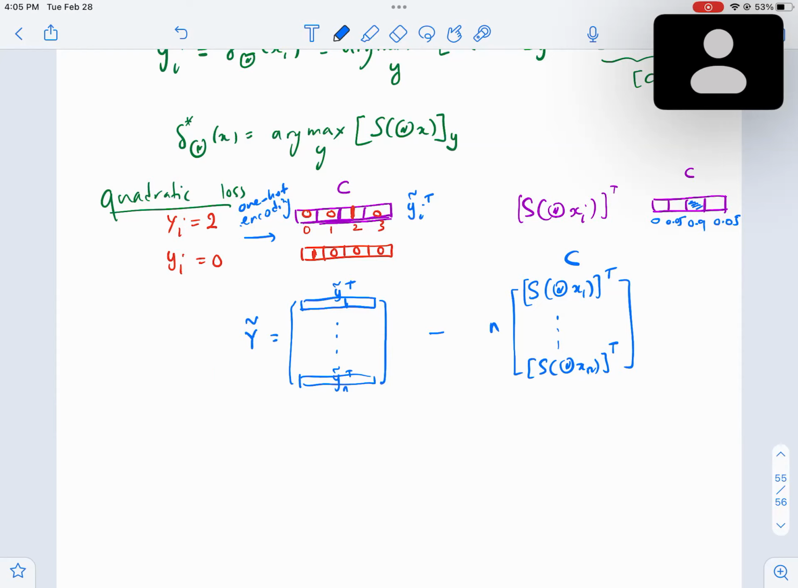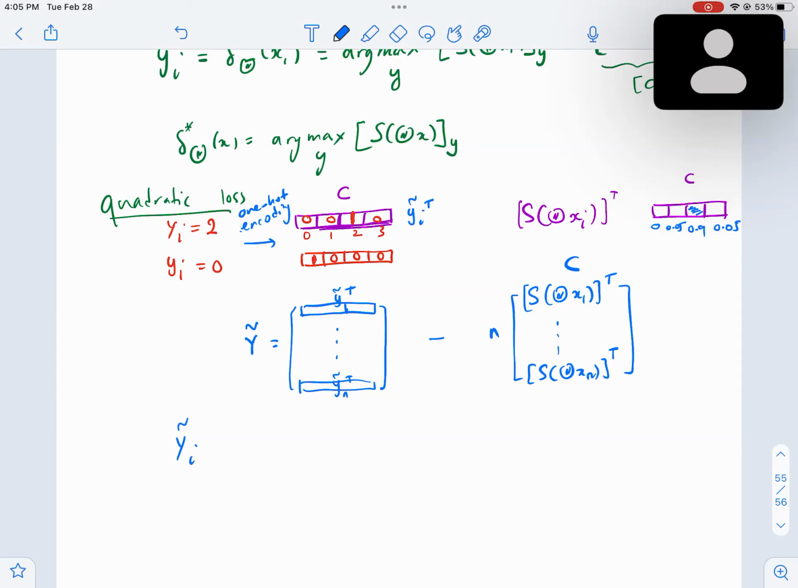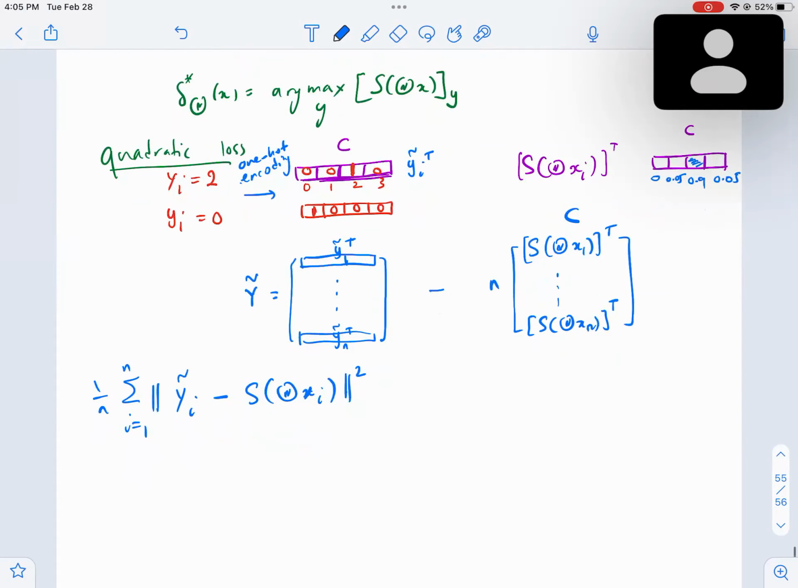Okay, so let me do it simply. I'm going to do y tilde i minus s theta xi. This is going to be a c-dimensional vector, take the L2 norm, and then summation i from 1 to n, and then 1 over n. That's each row compared to the corresponding row and then L2 norm. So this just compares this vector to that, takes the difference, and then forms the L2 norm. This is reasonable because when the softmax is peaking at one coordinate, which matches the true label, the difference is going to be small. The ideal case is that if this is 1 here, 0 elsewhere, then the loss would be 0. So that's a reasonable thing to do. You can form this quadratic loss.